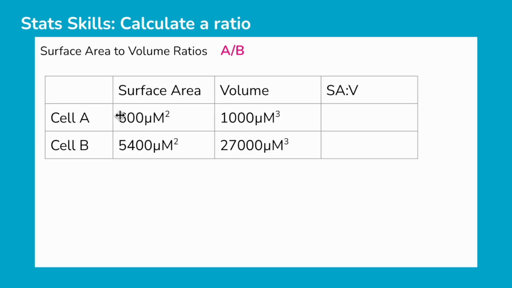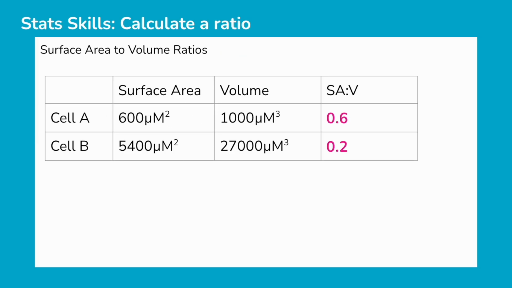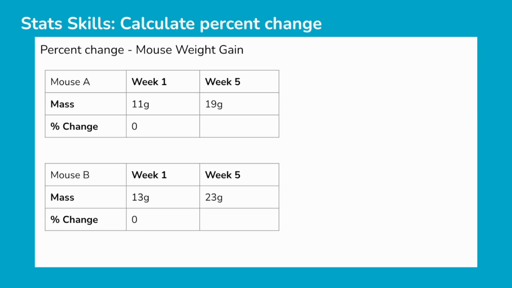So in this case, that's 600 divided by 1,000 to give us 0.6. And then for our cell B, that's 5,400 divided by 27,000 to give us 0.2. In this case, cell A has the greater surface area to volume ratio, and so it is more efficient at exchanging materials.